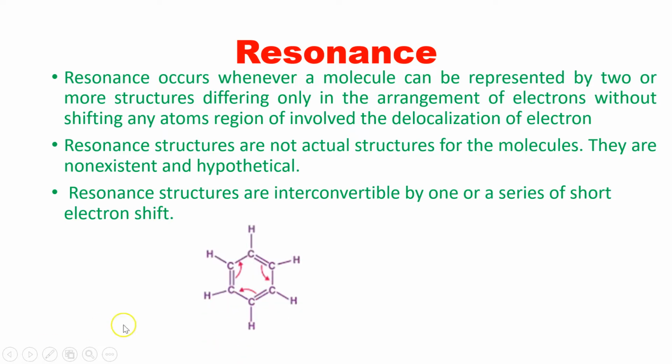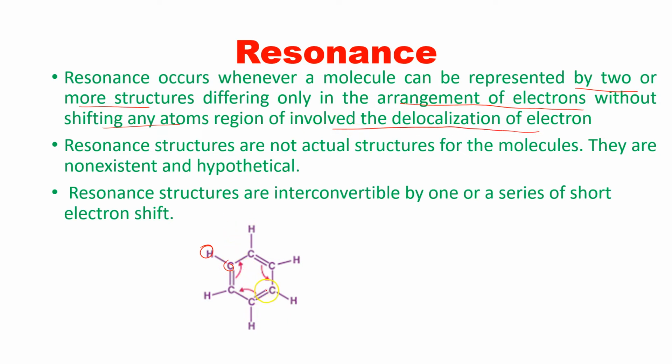For example, say this is the structure of benzene, and here you can see there are some more structures of benzene that I will show you. When it is represented by two or more structures, they differ only in the arrangement of electrons without shifting any atom. Atom means here carbon and hydrogen, they will be at their position. Only there is a delocalization of electrons.